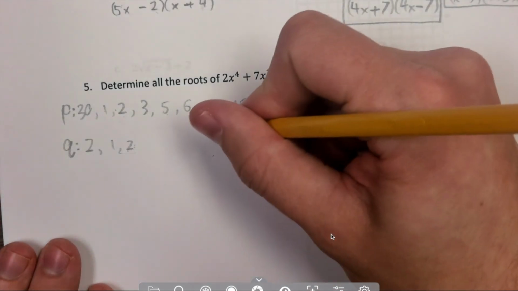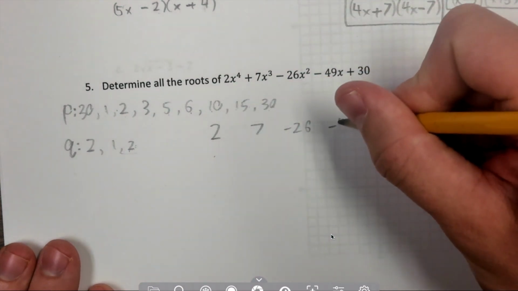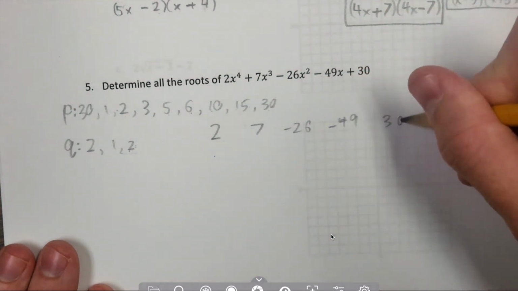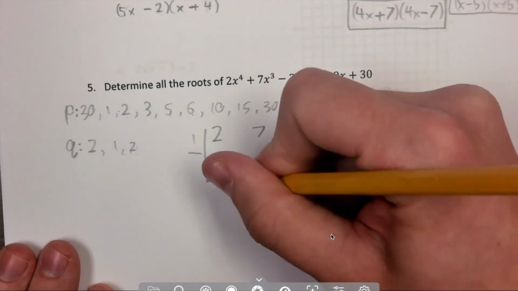So how are we going to do this? We're going to do this using synthetic division. And I've not done this ahead of time. Maybe I should have. But I'm just going to try from the beginning. I'll try positive 1. Let's see if 1 is a root.